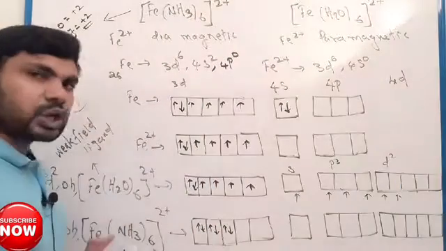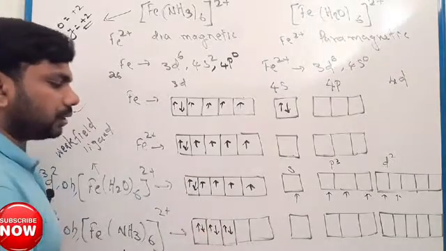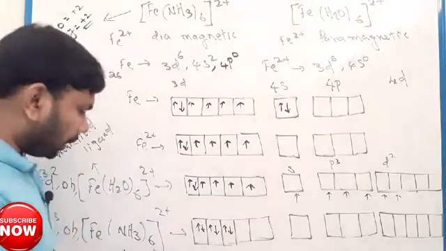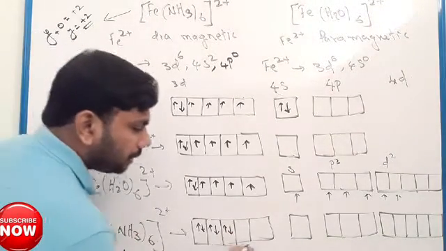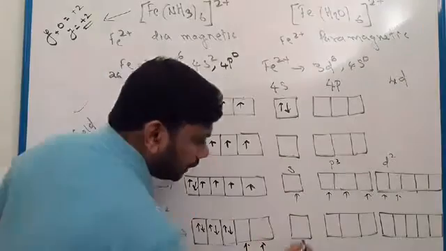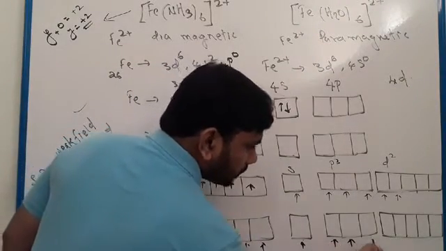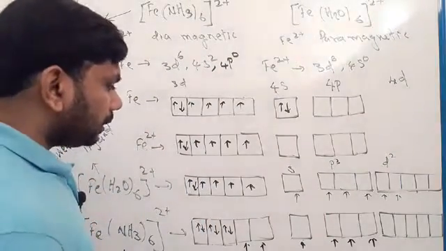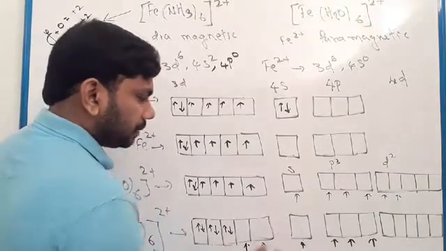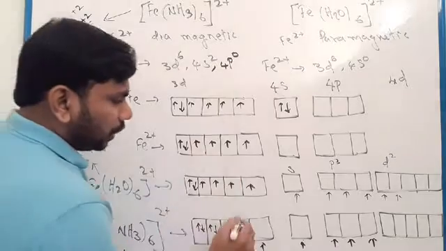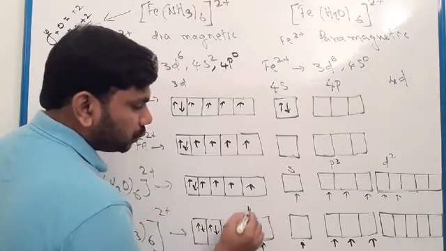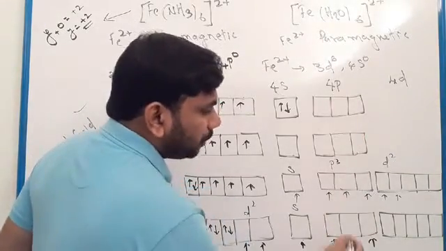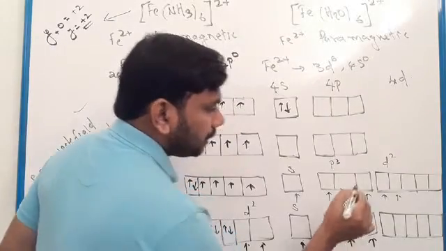Here NH3 is a strong field ligand, so pairing occurs. After pairing occurs, the first two orbitals are empty. Here also there are 6 ligands: 1, 2, 3, 4, 5, 6. Six ligands are coming like this. So hybridization occurs here. Which orbitals? These are d orbitals, 2 d orbitals, 1 s orbital, and 3 p orbitals.